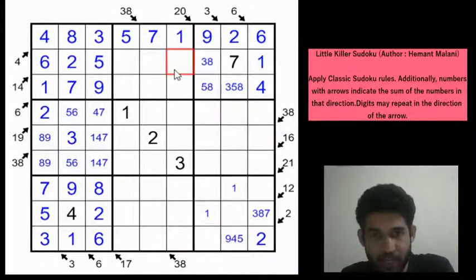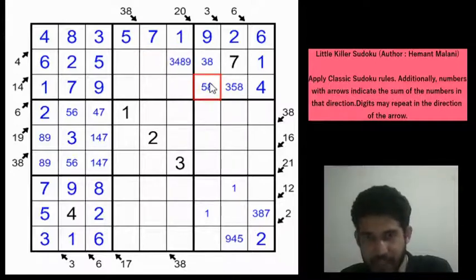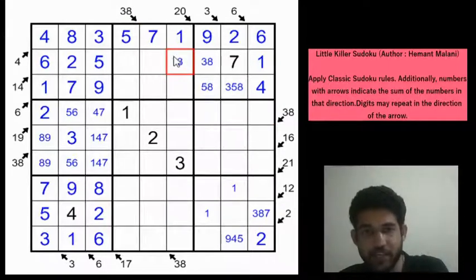And let us look at the candidates of this cell. It can only be 3, 4, 8 and 9. Can it be 3 or a 4? If you have a 4 here, 4 plus 7 is 11. 11 plus 8 is 19 and you need 19 more to satisfy the 38 total. So you can't have the 4 here. So obviously which means that you also can't have the 3. So this can only be 8 or 9.